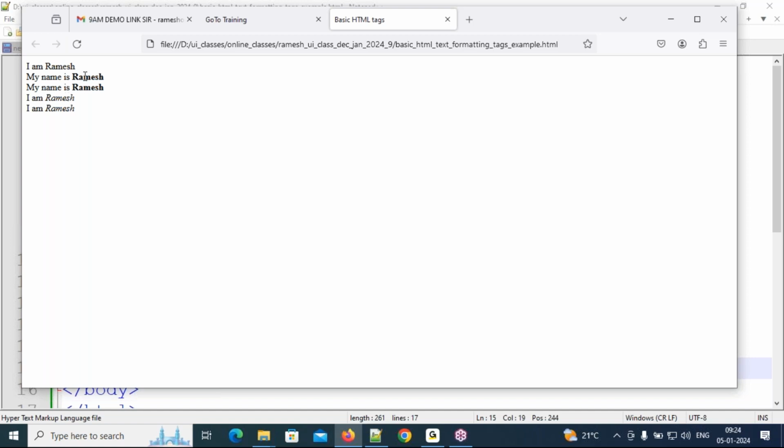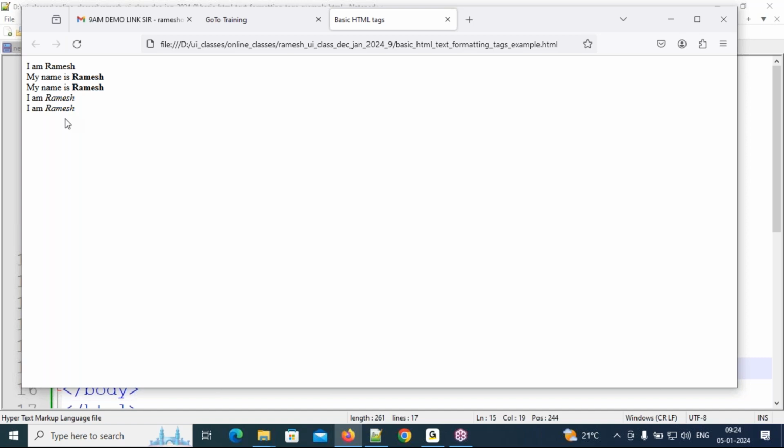Yes, sir. Everybody is using the strong tag. If there is no visible difference, how will users understand? I also know that there is no visible difference. That's what I'm telling you right from the start. If there were a visible difference, there would be no need to ask; you would understand, users would understand, and I would understand. There is no visible difference. That's why I try to avoid the B tag.